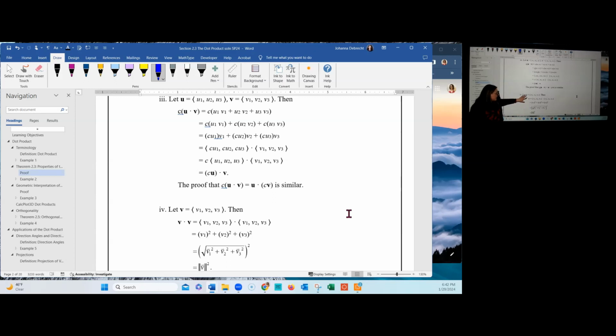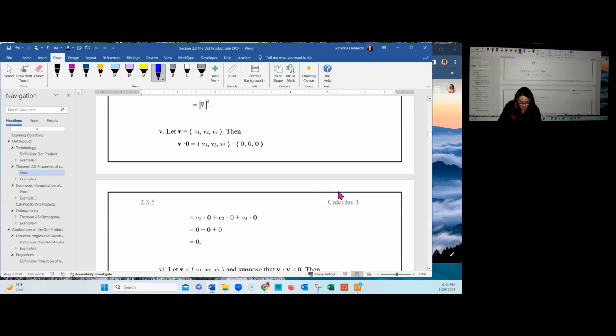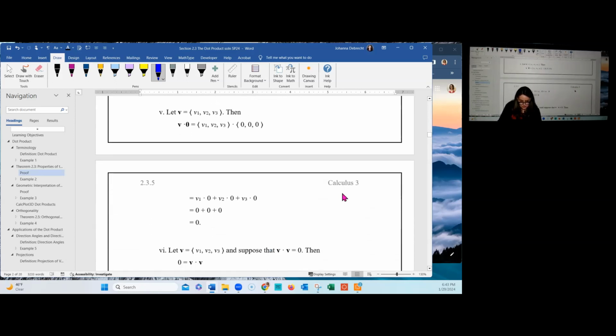Let's take a look at the next one, which tells us that if we dot a vector with itself, we get the square of the magnitude, which just makes sense because that gives you v1 squared plus v2 squared plus v3 squared, which is the magnitude without the square root on it. So it must be the magnitude squared. I believe we only have a couple more to do.